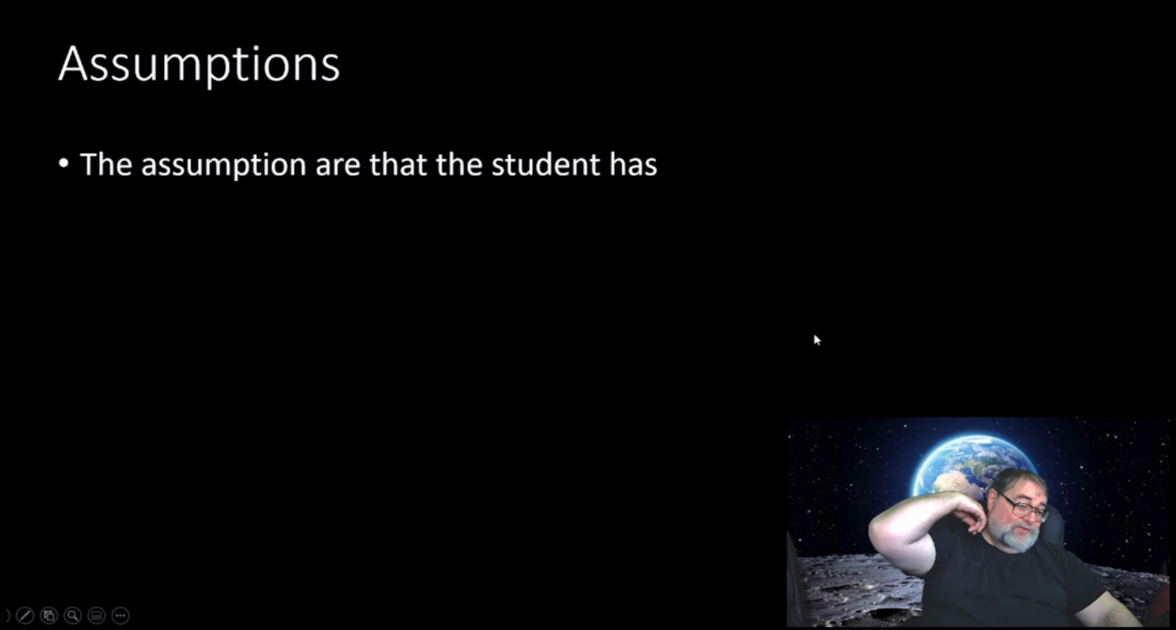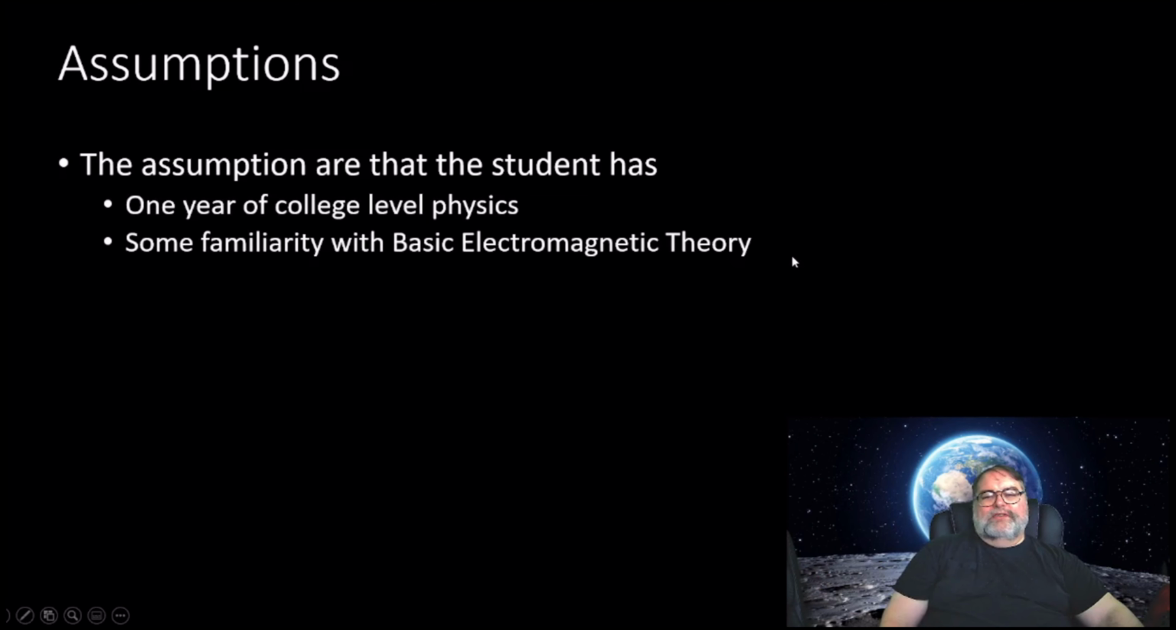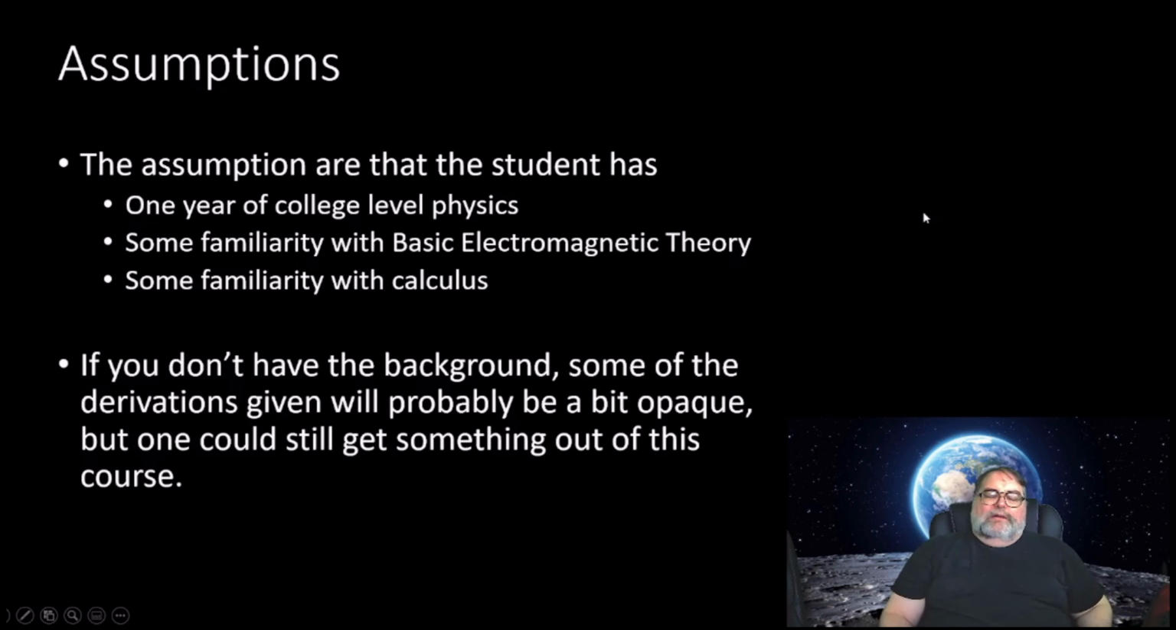Assumptions. The assumption is that the student here has one year of college-level physics, and included in that is some basic electromagnetic theory, and some familiarity with calculus. When we derive some things with calculus, it's fairly simple. But even if you don't have this background, you might not understand the derivations of some of the concepts that we're going to be showing in this course, but you'll probably still get something out of it. Just be prepared that you may not understand some of what's going on in the course, but you should still get something out of it.